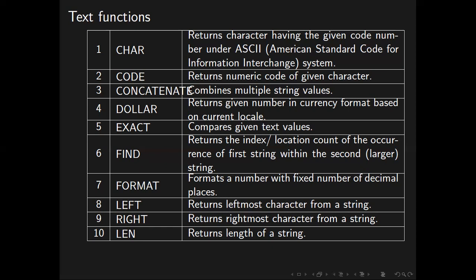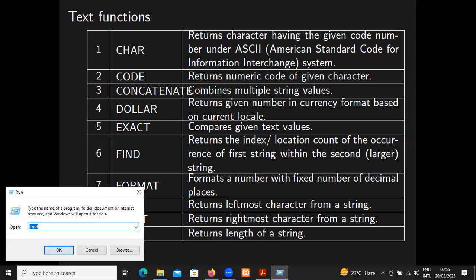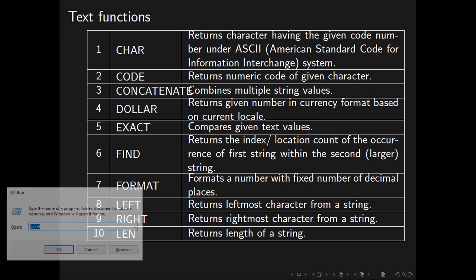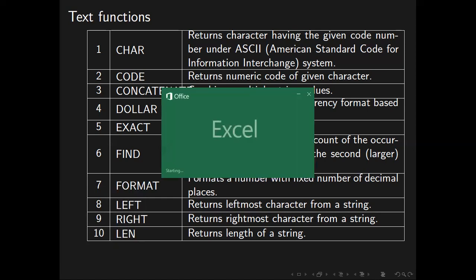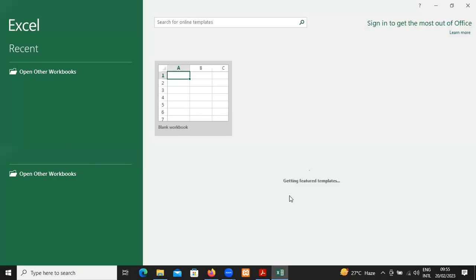Then the CODE function for any given character. Suppose I wish to get the number equivalent for a character. I can call CODE within brackets, within double quotes, CODE open bracket, double quote A, double quote close. It will give me the equivalent number for character A. I'll show you how it works in Excel. It's not as difficult as you imagine. It's very simple. You have a number for which a code exists.